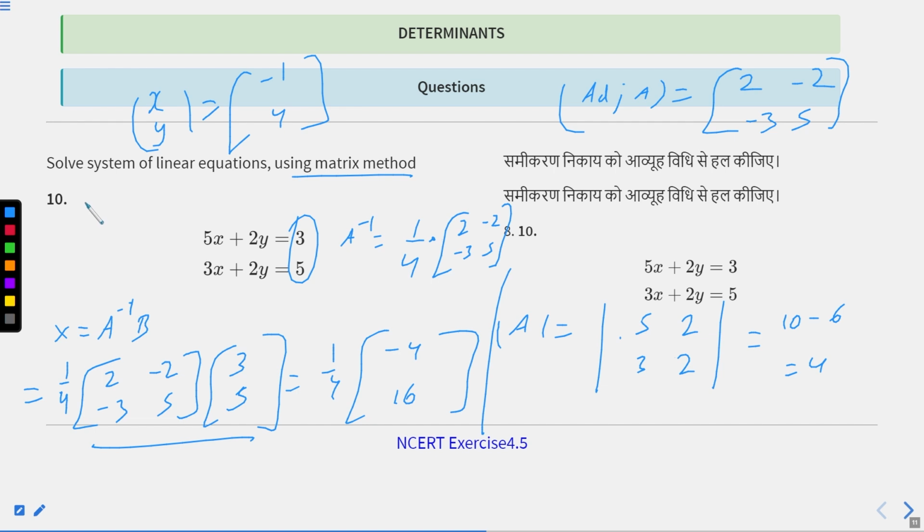Let us verify them. 5 times x plus 2 times y. So this will be minus 5 plus 8, and this will give you 3. So you are getting 3. Okay, so far so good. Now 3 times x plus 2 times y. So minus 3 plus 8, now it will be 5. So you are getting 5. So indeed you are getting your correct answer, where x value is minus 1 and y value is 4.